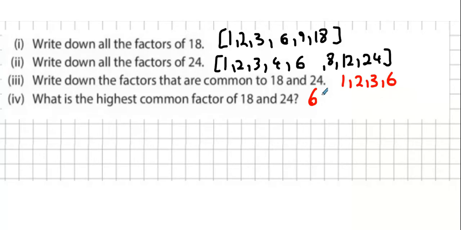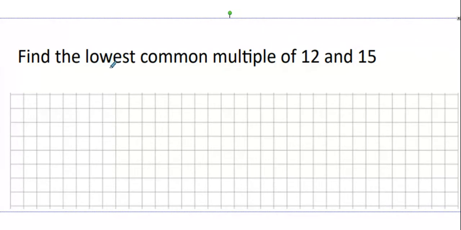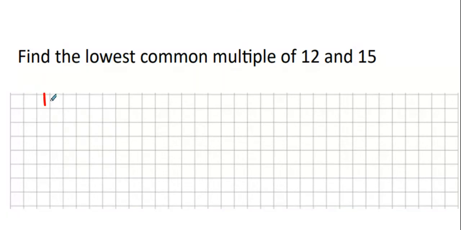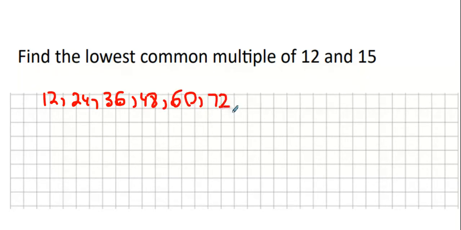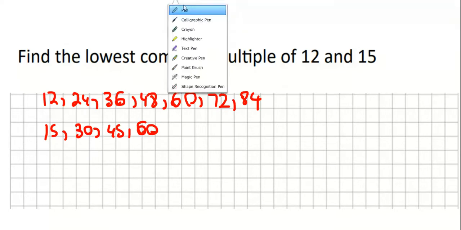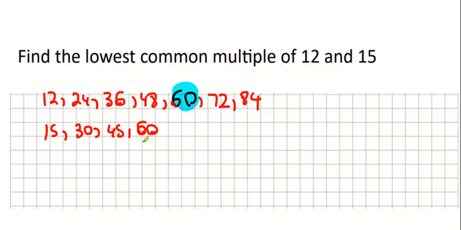Okay. Now, let's move on. The lowest common multiple between 12 and 15. Okay, Sean, will you count up in 12s for me, please? 72. 84. All right, stop there now. Count up in 15s. 60. Any number in both lists? 60 is therefore the lowest common multiple.